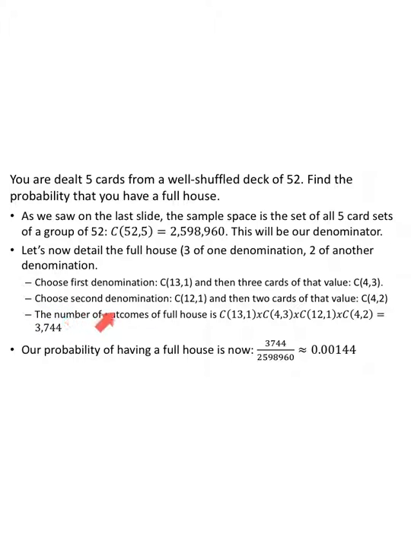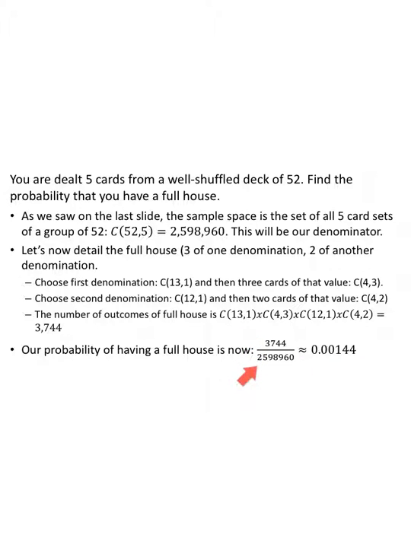And then we'll choose our second denomination. So we've already chosen one, maybe our aces as I wrote on the last slide. There are 12 left, 2 through 10, jack, queen, king. And 2 cards of that value, C of 4 times 2. Now this is a decision algorithm in which we're using the multiplication principle, or it's a sequence of choices. We choose the denomination, we choose 3 cards, choose the next denomination, choose 2 cards. We end up with 3,744 different ways that we can get a full house.